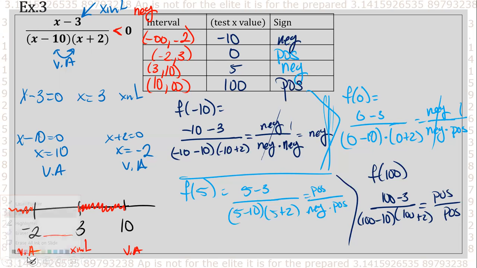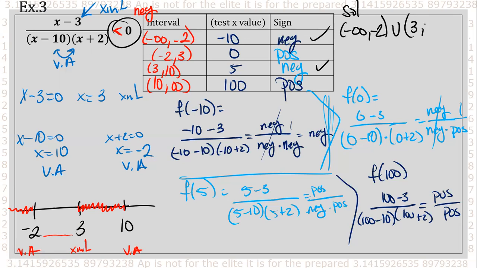Okay, so our solution should be the following. We should be working with whatever is less than 0, so our negatives right here. So our solution should be the interval from negative infinity to negative 2, union the interval from 3 to 10.